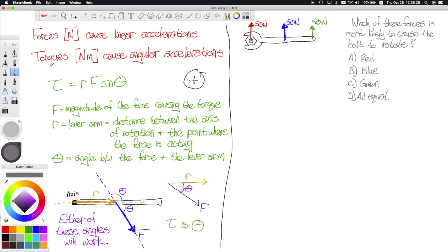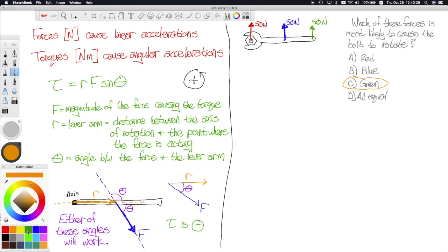So pause the video, think about it, and when we come back, we will see which of these is the correct answer and why. Hopefully you were able to find yourself an answer, and you might be able to answer this one just from personal experience, that you're going to have the best luck with the green force of 50 newtons. That will exert the largest torque. So what's the difference here?